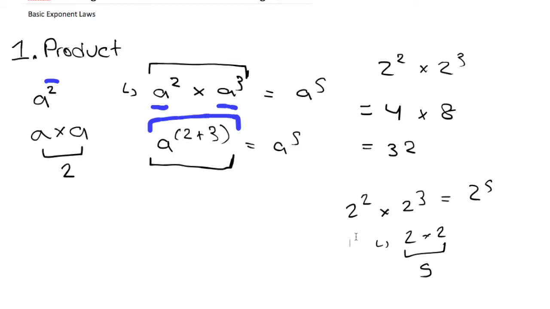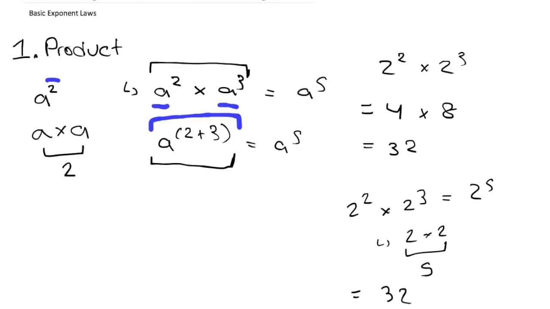So 2 to the power of 5 is also equal to 32. This makes sure that even if we solve it using algebra or the exponent law, both of them work. But the exponent law is just a lot simpler and easier way to simplify exponents. So let's move on to the next exponent law.